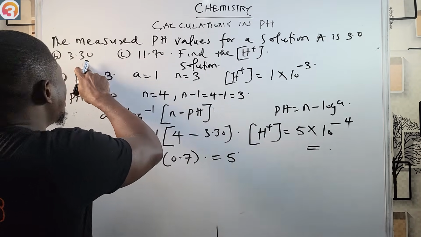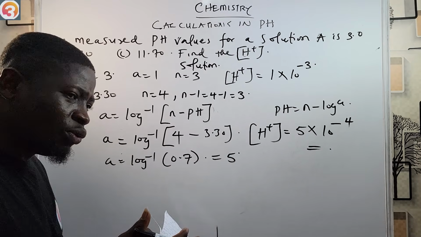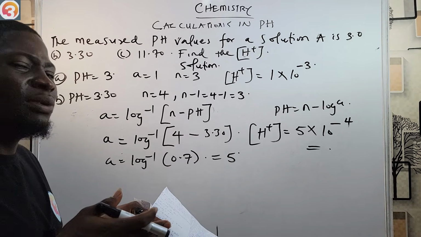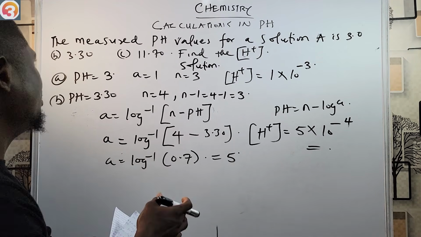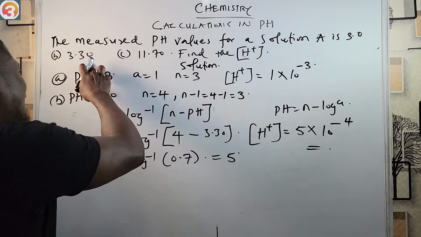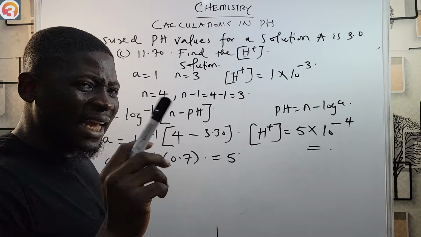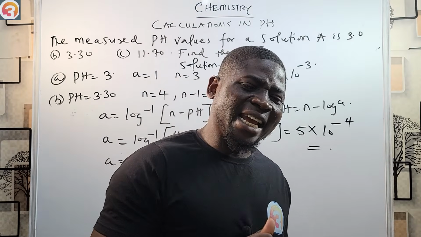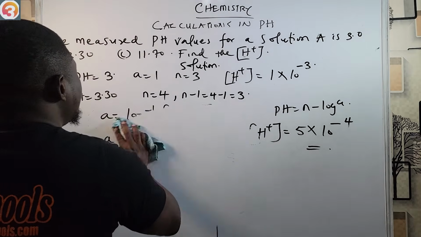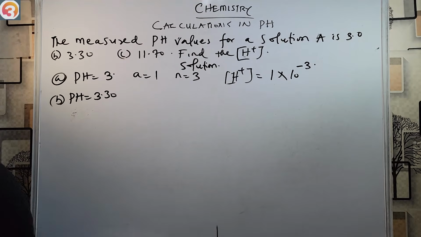Because from the pH, you can deduce where the N will fall. It has to be in between the pH value that is given. That's why 3.30 is between 3 and 4, right? So our N is 4, our N minus 1 is 3. Remember when I told you that when A is not 1, pH is between N and N minus 1. All right, so that's the first example. Now let's see the second example to drive this point home. All right, and then we'll go to another part of it.